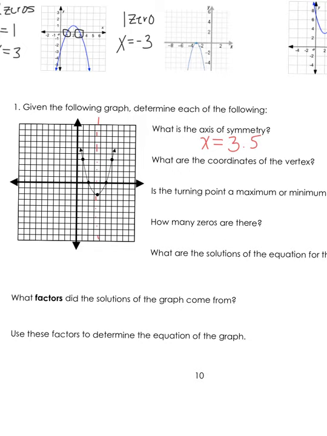What are the coordinates of the vertex? Another name for the vertex is the turning point. Its x value is at 3.5. The y value, I'm just looking at that point right there, and it's down 2, so -2. Is the turning point a max or a min? Well, this is a facing up parabola. It would have a positive a value, which makes it have a minimum. How many zeros are there? This is relating to what we did above. This parabola hits the x-axis 2 times, so there are 2 zeros.